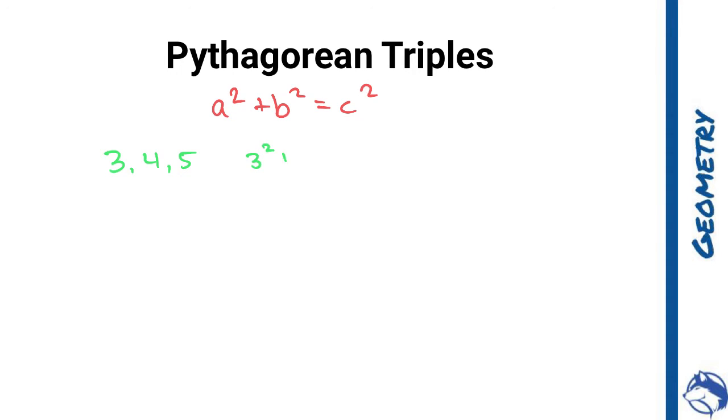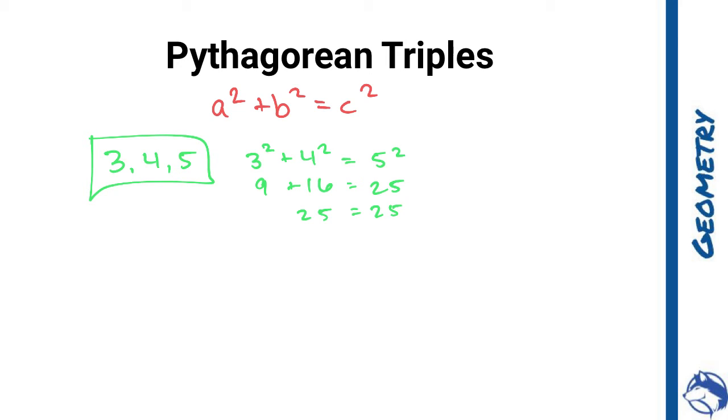If we look at it, 3 squared plus 4 squared has to be equal to 5 squared based on this idea. And so it's 9 plus 16. Well, that does equal 25. So that's what we would call a Pythagorean triple.